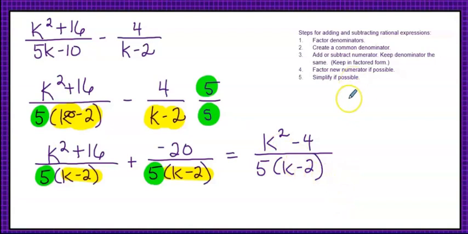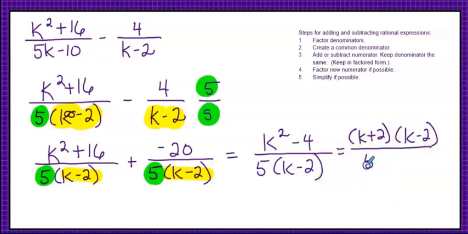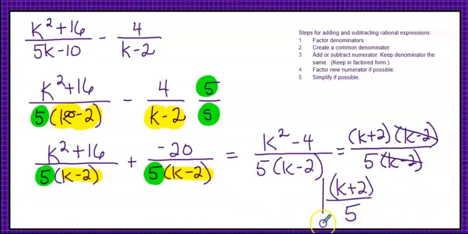Now, what does it say? Number 4, factor new numerator if possible. I can factor this numerator. This is the difference of two squares. This is k plus 2, k minus 2, and guess what? We have a k minus 2 in the denominator. So now I can simplify by marking that out, and my answer is k plus 2 over 5.